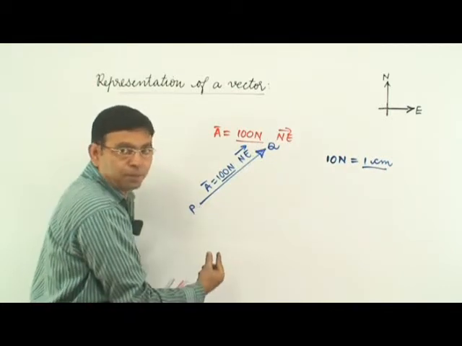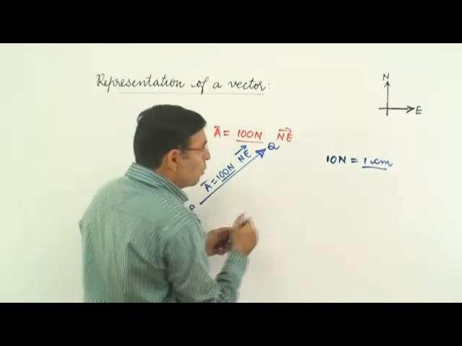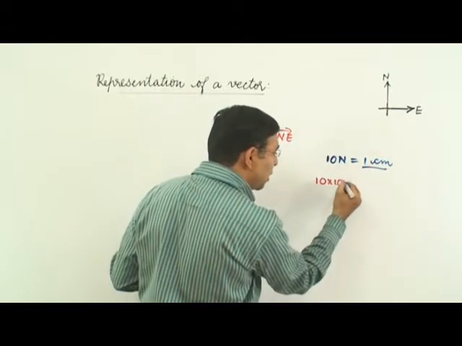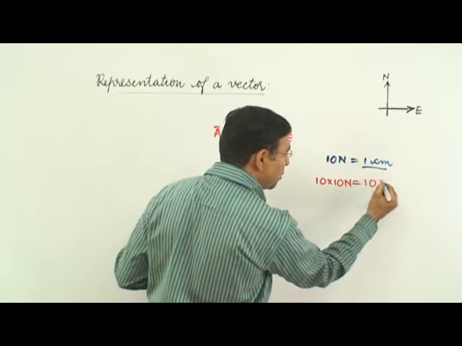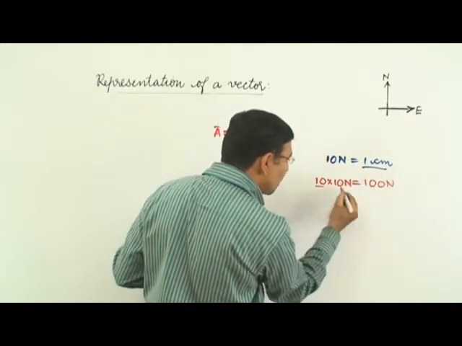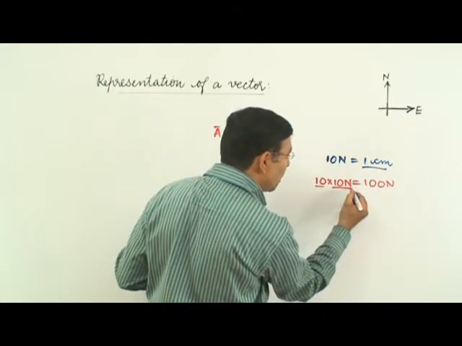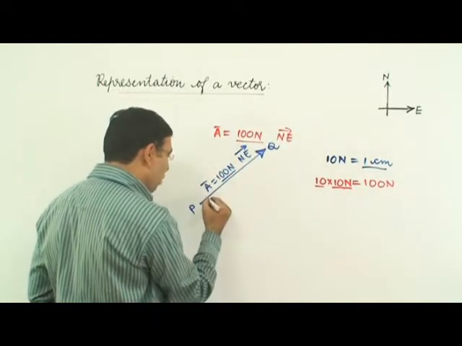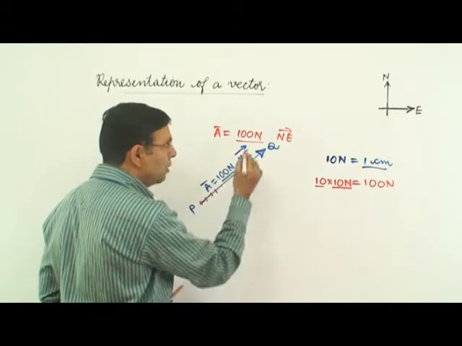Is it clear? Fine. Remember, for 10 Newton it is 1 centimeter. So 10 times 10 Newton we need, this is going to be 100 Newton. This 10 Newton we are representing by 1 centimeter, so 10 times 1 centimeter is going to be a 10 centimeter long line. Fine. Like this, a 10 centimeter long line. And this is the direction.